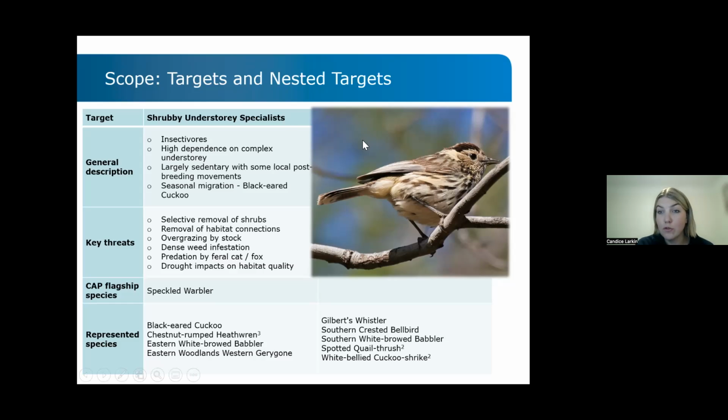So removal of shrubs, also overgrazing, even things like goats overgrazing the habitat that they need, and very similar to the last two, removal of habitat connection.